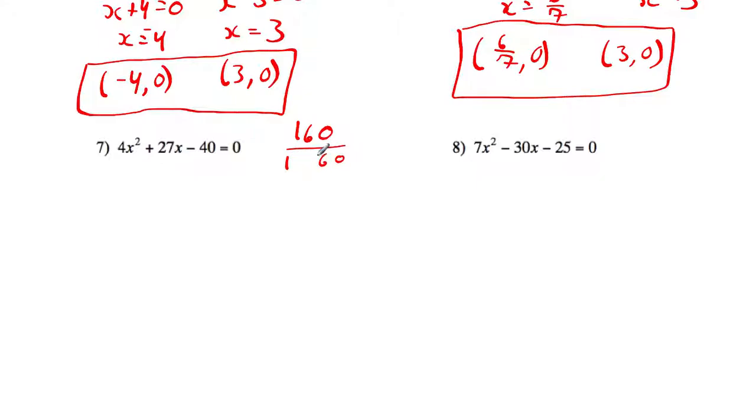So if I do 1 and 160, 2 and 80, 3 and nothing, 4 and 40, 5 and, oh, what would that be? Something 22? 5 times 22 is 110. It's been a long day. So 32. And look at that.